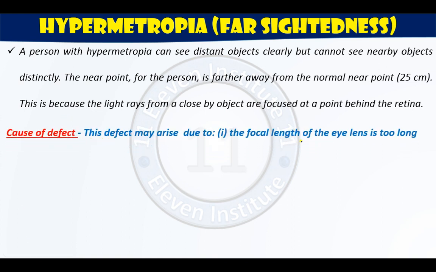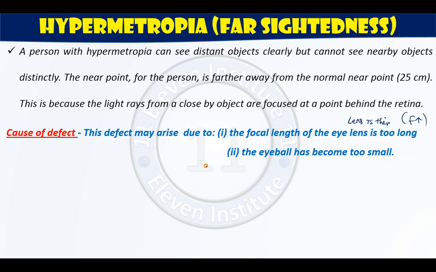Causes of defect. These defects arise because the focal length of the eye lens is too long, or I can say that the lens is thin, or the focal length is more. It does not become thick as per the requirement. The second reason is the eyeball is too small. The two reasons are exactly opposite to those of myopia. How can we solve this?